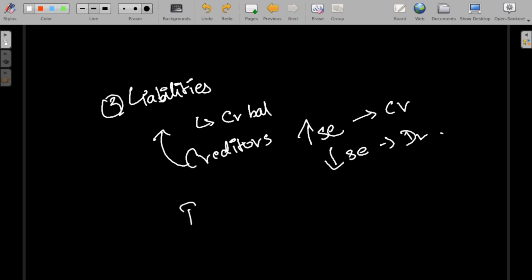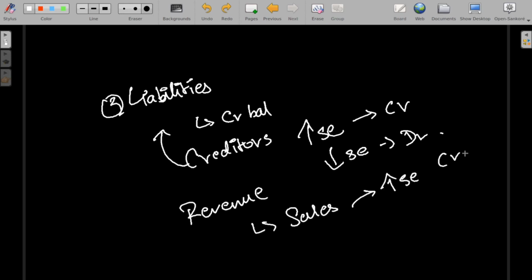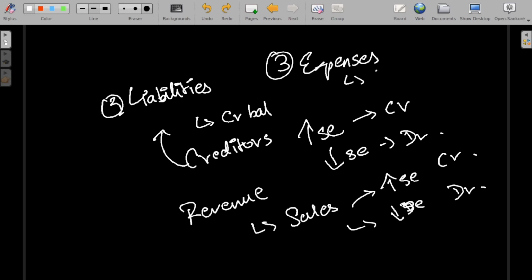Now, while taking revenue, examples for revenue are sales. So when you do any sales, your revenue increases, and thus you credit it. And when your sales decrease, you debit it. And same with expenses. Expenses are, for example, purchases. So when you purchase any goods, your expenses increase, and thus you debit it. And same for the opposite.